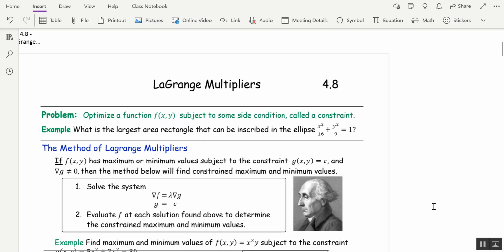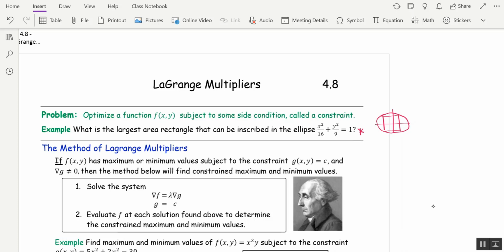Welcome to Lagrange multipliers. This is a method of finding maxima and minima subject to a constraint. So for example, if you are looking for the rectangle of largest area that lives inside an ellipse, you're maximizing area, but you're subject to the constraint of being in this ellipse.